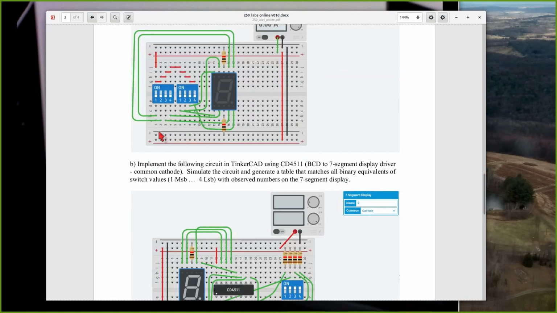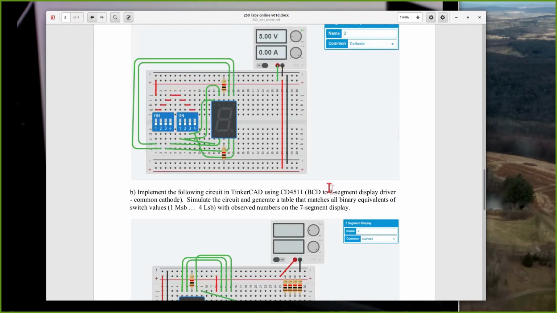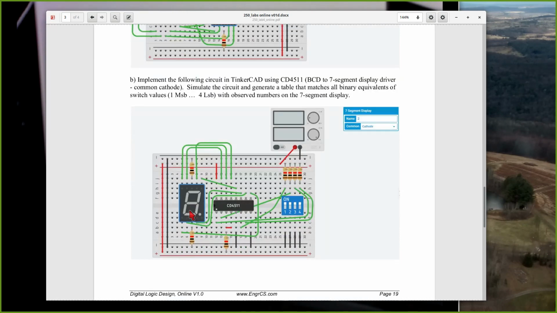So, you're looking at this part: implement the following circuit in Tinkercad. Simulate the circuit and generate a truth table that matches all binary equivalents of switch values 1 through 4 with observed numbers on the 7-segment display. So for this, you want to go through all 16 combinations of your 4 inputs, and for the output, you could list what each of the 7 segments is doing. You could list a 1 to indicate that segment is lit and a 0 to indicate it's dark. So if the display looks like this where everything is off, all 7 outputs would be a 0. And then here all 7 would be a 1.